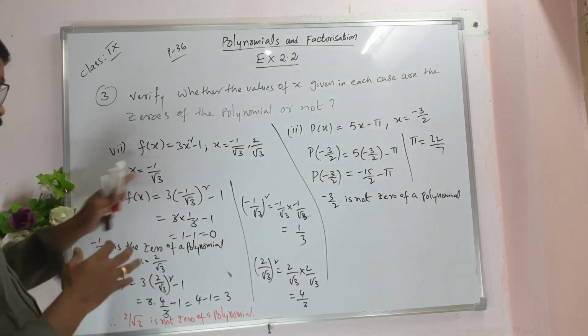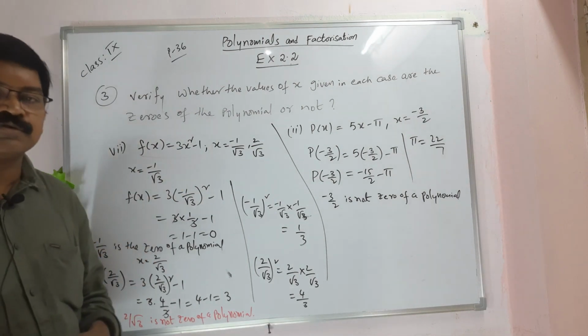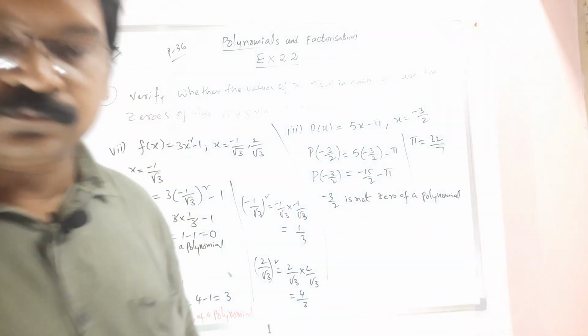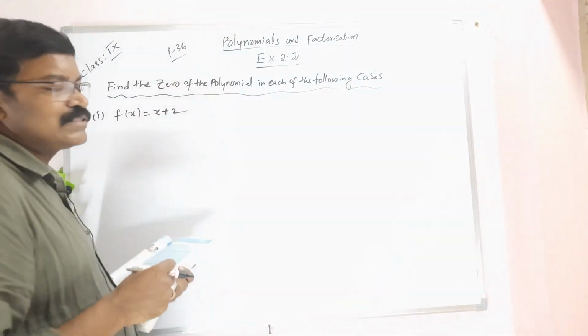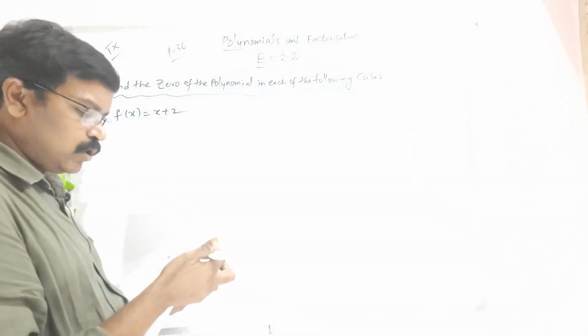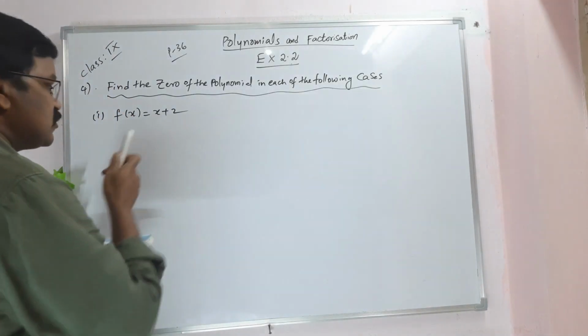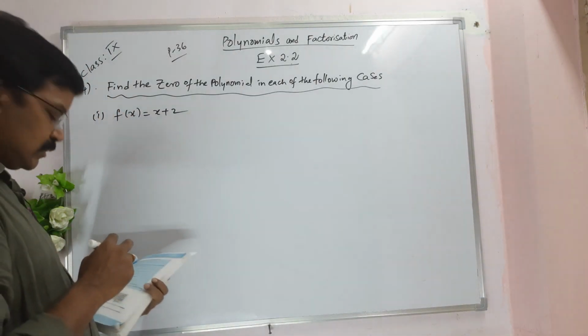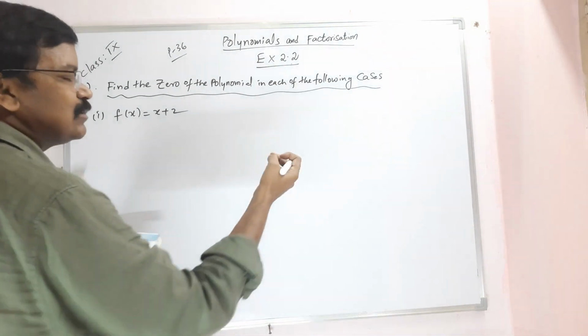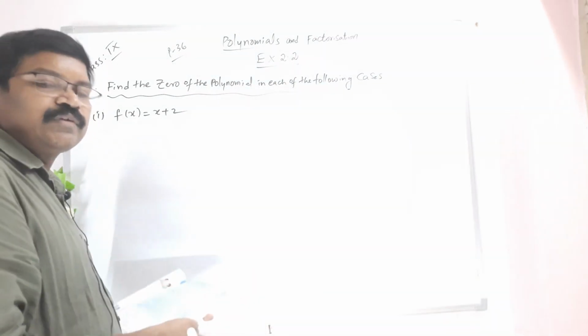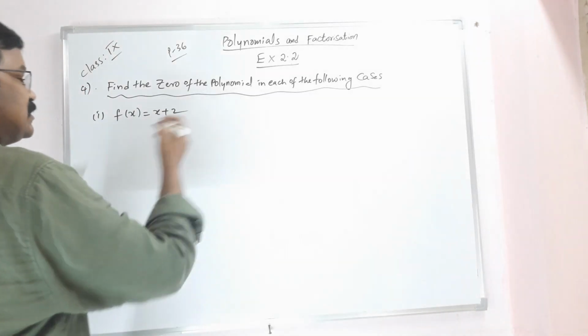Okay, my dear students. So I did a few sums. The remaining sums you do as homework. Exercise 2.2. Find the zeros of the polynomial in each of the following cases. The first one is f of x is equal to x plus 2. That means here the value is not given. We have to find the zero of the polynomial in each case.